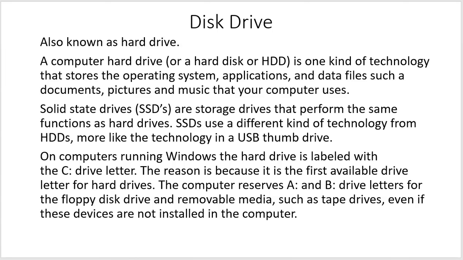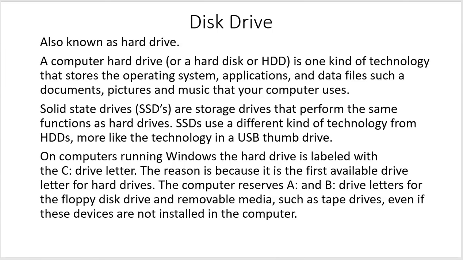On computers running Windows, the hard drive is labeled with the letter C. The reason is because it's the first available drive letter for hard drives. The computer reserves A and B for the floppy disk drive and removable media such as tape drives, even if these devices are not installed in the computer.